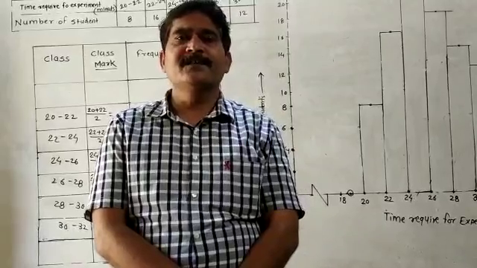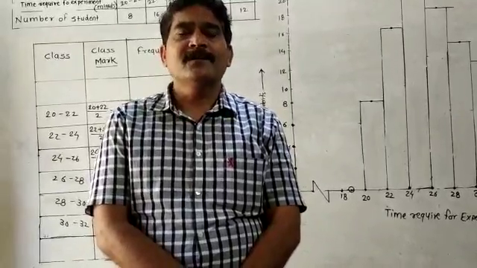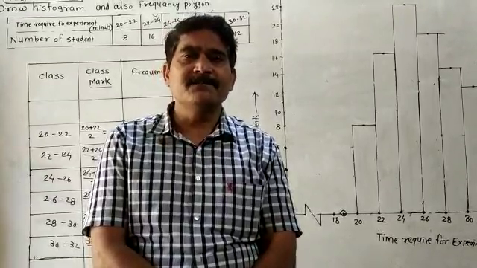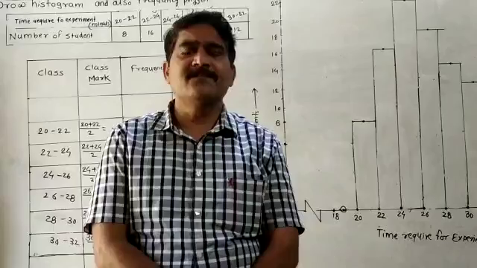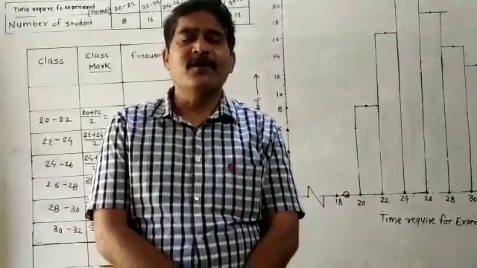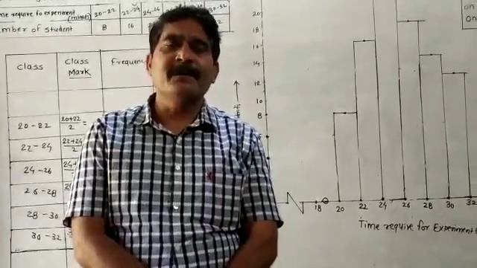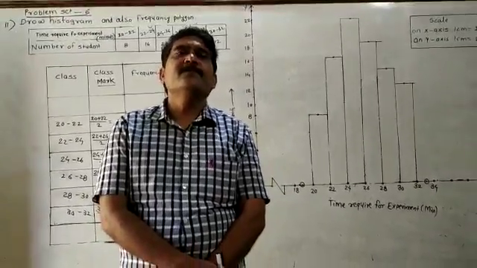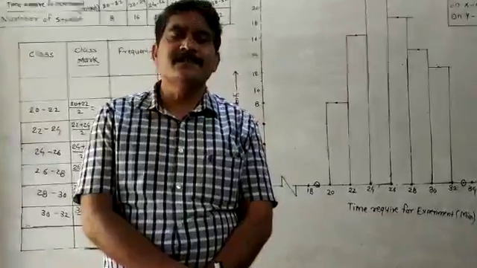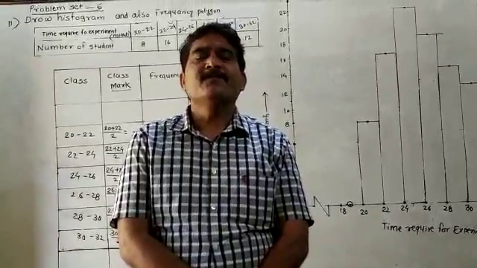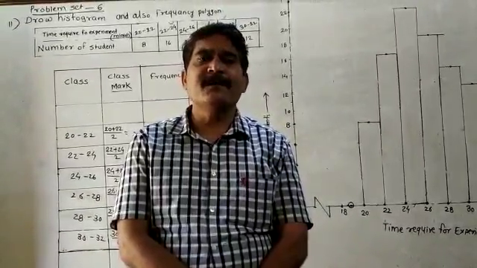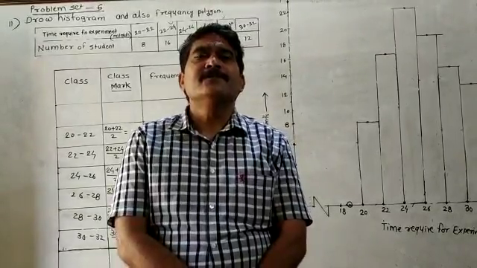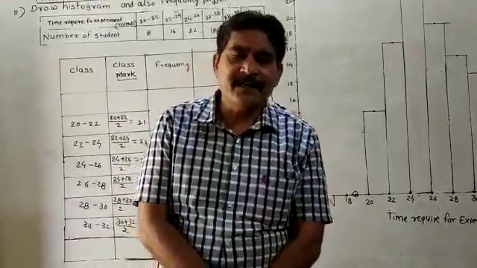While drawing the histogram, you have to plot the graph of class versus frequency. But for drawing the frequency polygon, you have to first find out the class mark, and after that you have to plot the graph of class mark versus frequency. But if you want to draw the histogram and frequency polygon together, at that time how you have to solve this type of example, that you have to see.